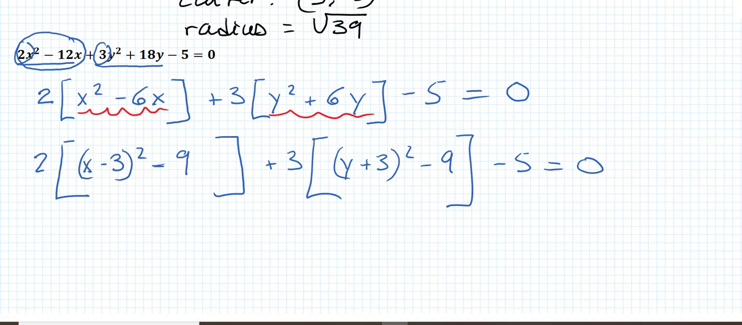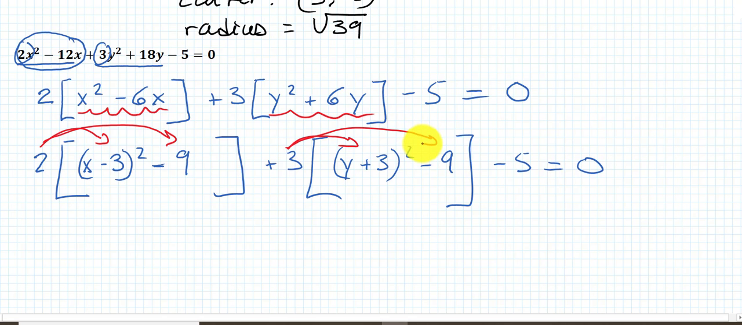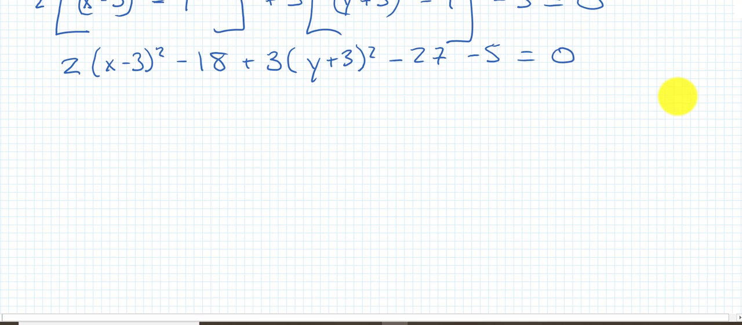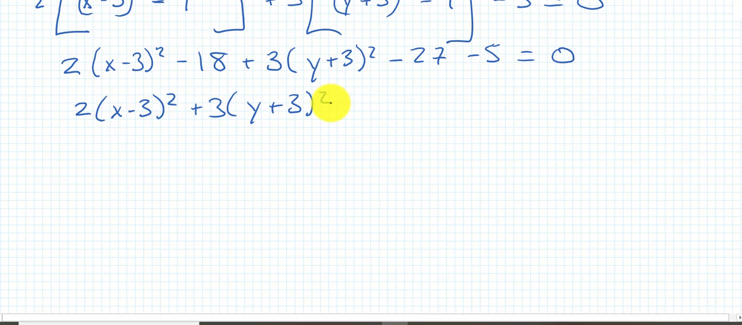Okay, so almost done. I'm just going to distribute my 2 back so I can finish to rewrite this ellipse in standard form. So what is that? This is 2 times (x minus 3) squared minus 18 plus 3 times (y plus 3) squared minus 27 minus 5 equal to 0. All right. So what do we have? We have 2 times (x minus 3) squared plus 3 times (y plus 3) squared. And then we have to put together 18, 27, and 5, and that is 50. So on this side, you will have 50.